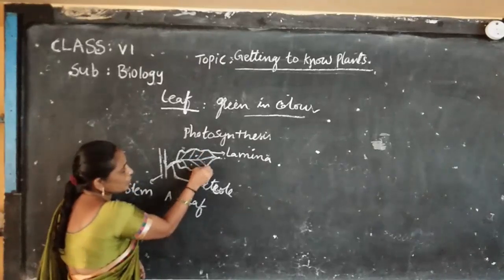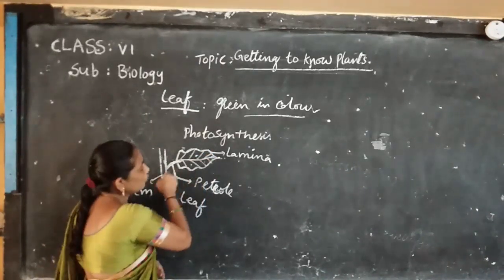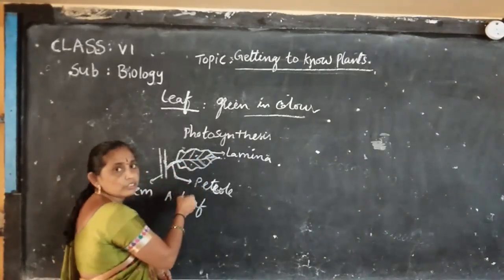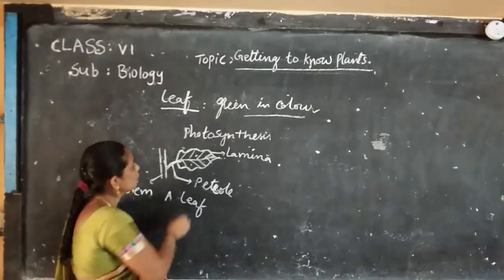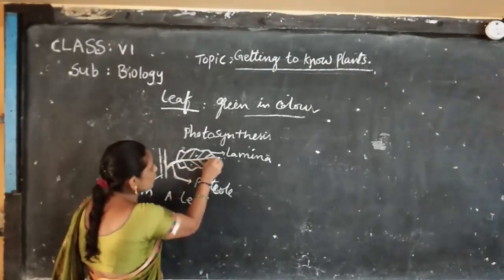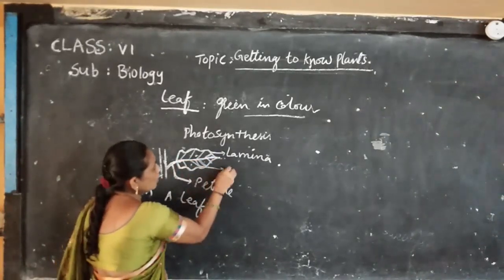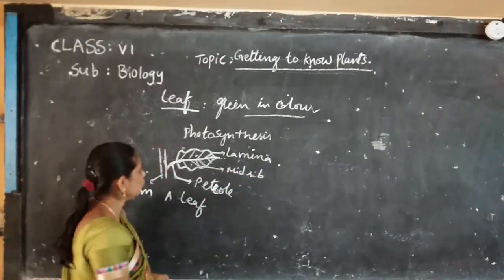Then inside the leaf, small veins are arranged. The arrangement of veins is called venation. Then in the middle of the leaf there is a thick vein-like structure called the midrib. Okay.